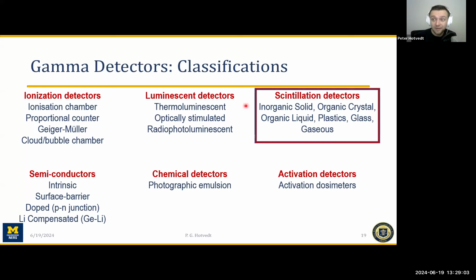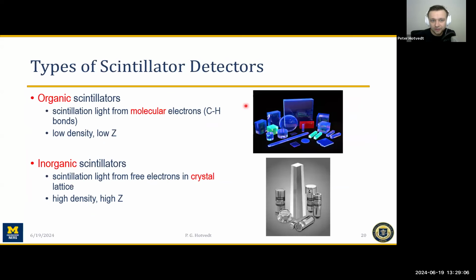So we're going to talk now about scintillator detectors. These are detectors that give off light when there is ionizing radiation. There are two types. There are organic scintillators, which have scintillation light from molecular hydrocarbon bonds and are low density and have a low Z. And there are inorganic scintillators, which have scintillation light from free electrons in a crystal lattice, and these have a high density and high Z. So when you think of organic scintillators, just think of plastics mainly. But there's more than just that. But that's kind of the idea.